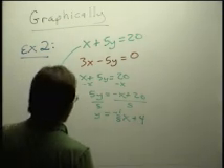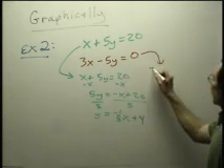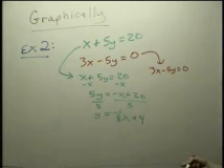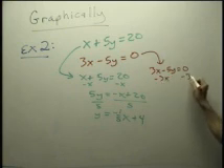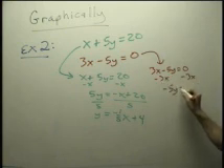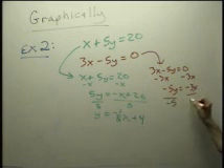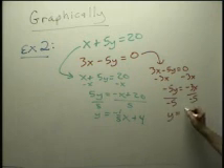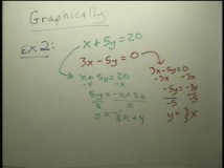For our second equation, 3x minus 5y equals 0, we will subtract the 3x from each side, and then divide by negative 5 on each side, and we'll get that y is equal to a positive 3/5 x. Now these are in a form that I can use in my calculator.